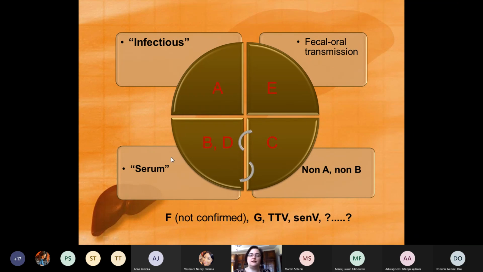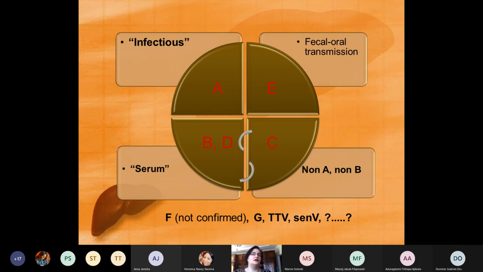Then serum hepatitis was discovered. Serum, why? Because it was researched and investigated from blood, and it was hepatitis B, and also the corresponding D, because D cannot exist without B. Then there were situations where hepatitis was present, but not A, not B. And what does it mean? Till the 80s of the 20th century, nobody knew that C was also present. Then E, with the fecal-oral mechanism of transmission.